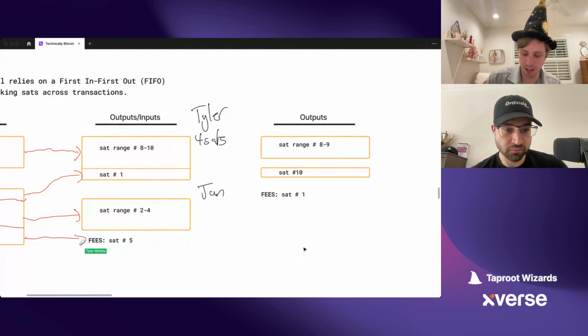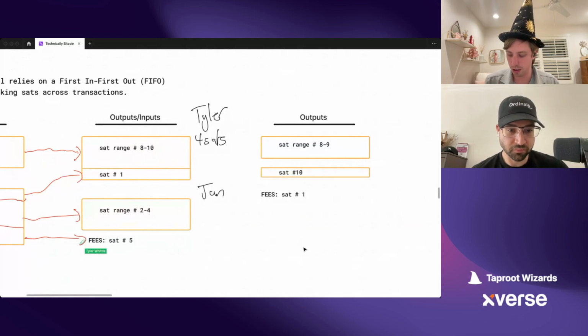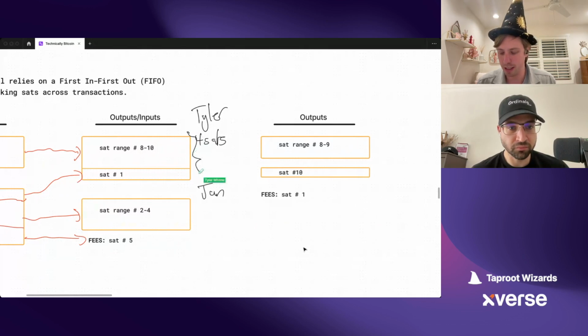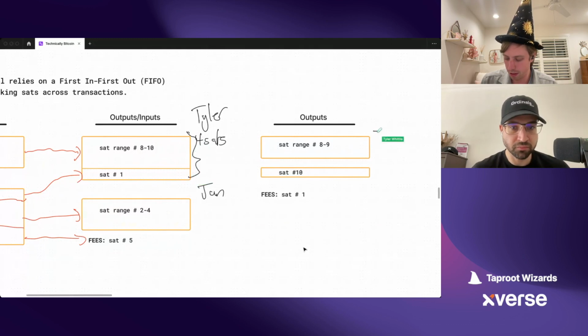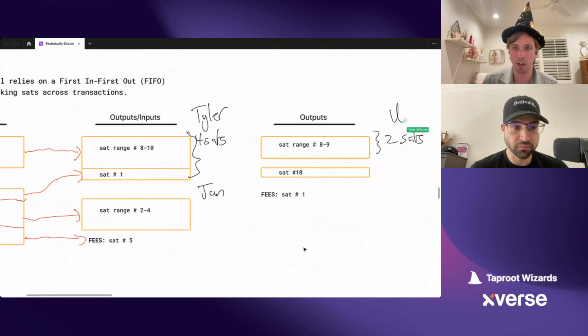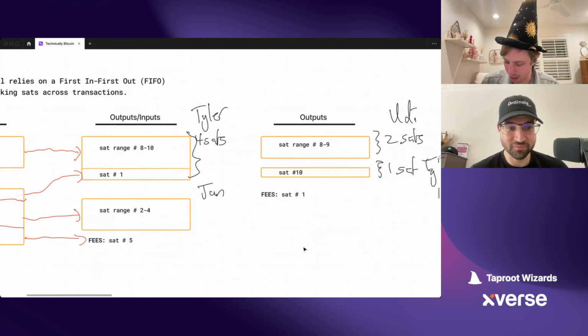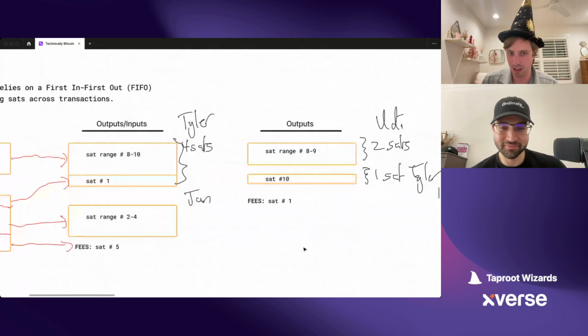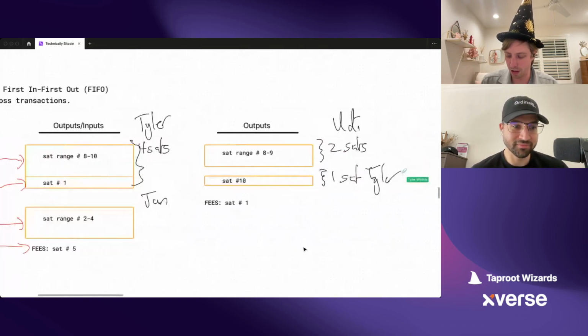Let's continue this example. Let's say I want to take my 4 sat output, and I want to actually send some of that off. So I'm going to send 2 sats to Udi because he charges me to work at Taproot Wizards. And then I'm going to keep 1 for myself, just so I have a little something in the bank. So 1 sat for Tyler. And then finally, I got to get this included in the network. So the final sat's going to a miner.